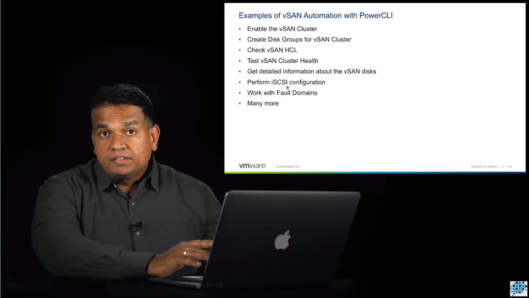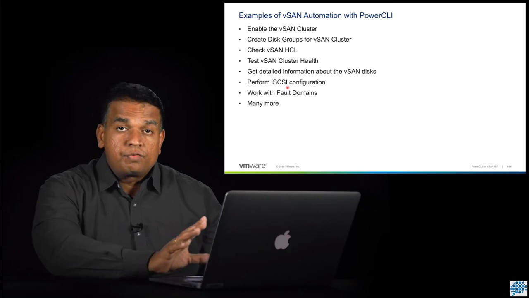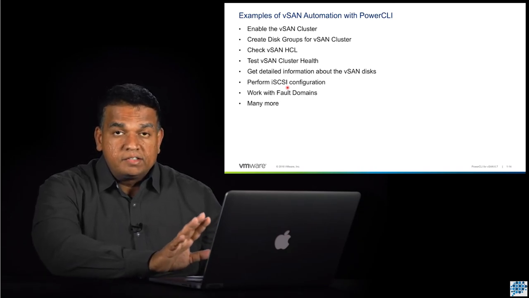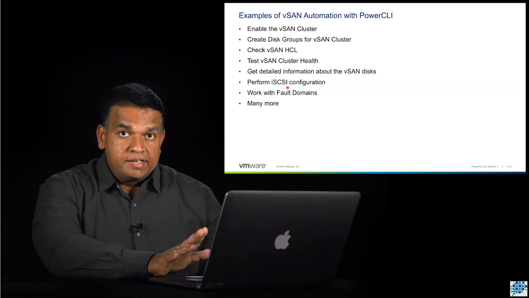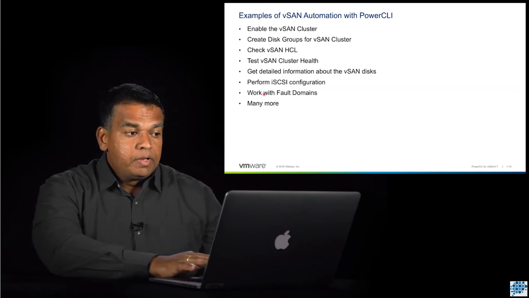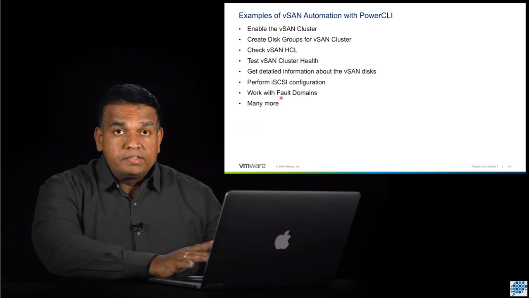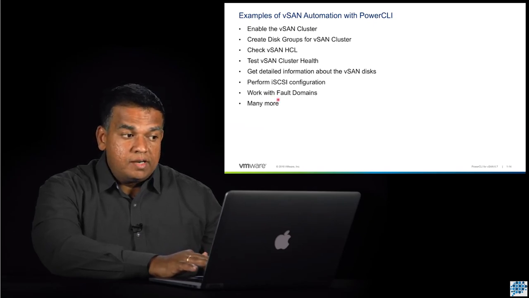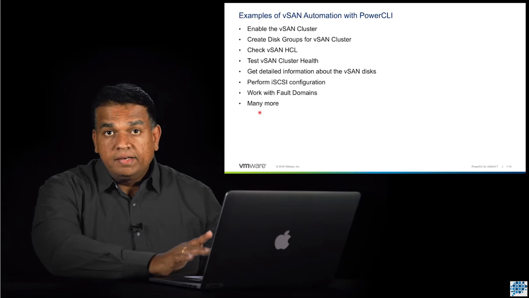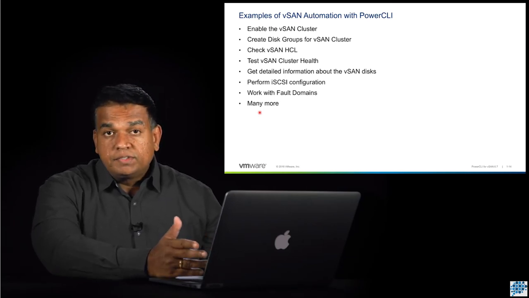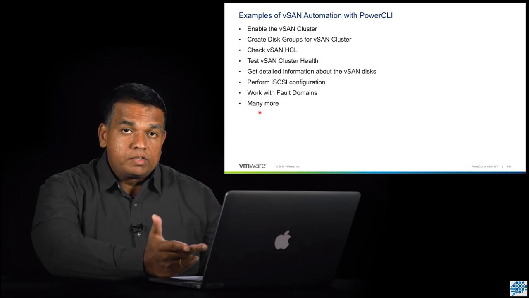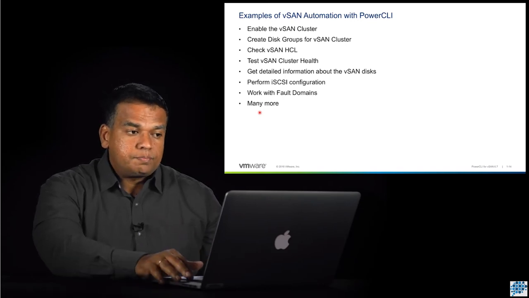You can perform iSCSI configuration. There is a set of vSAN related iSCSI commands in PowerCLI, which will help you configure the iSCSI settings in vSAN using PowerCLI commandlets without doing anything from the graphical user interface. You can create fault domains, delete fault domains using PowerCLI, and you can perform many other tasks. In fact, every possible kind of administrative task can be done using PowerCLI for vSAN.